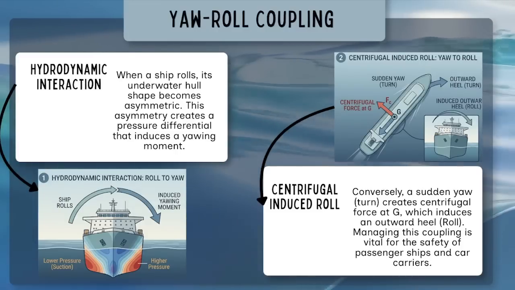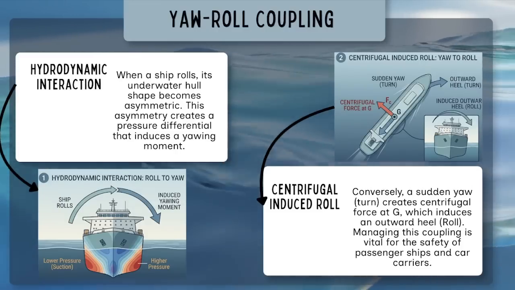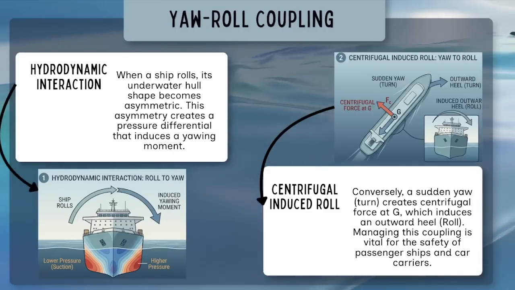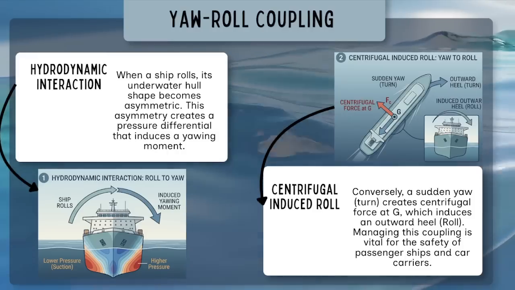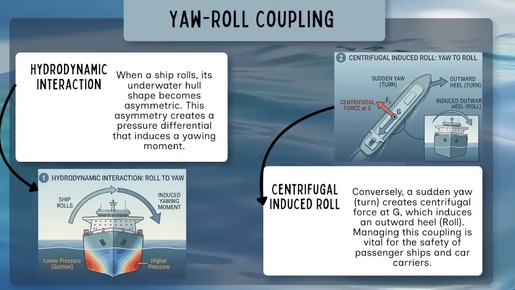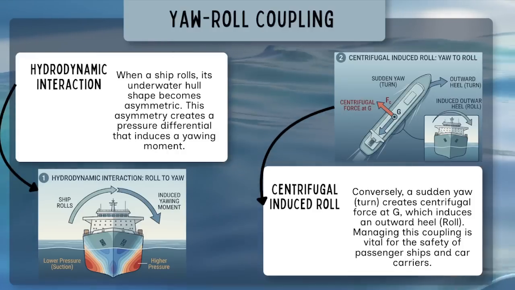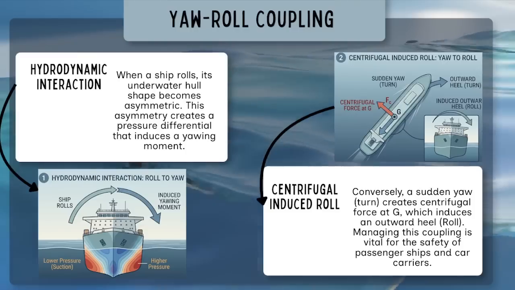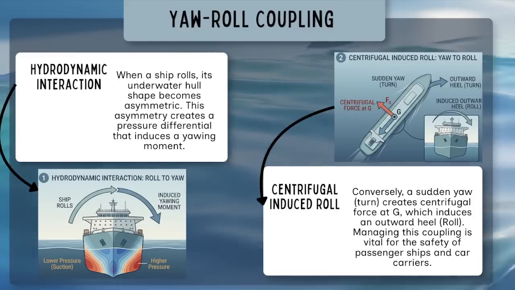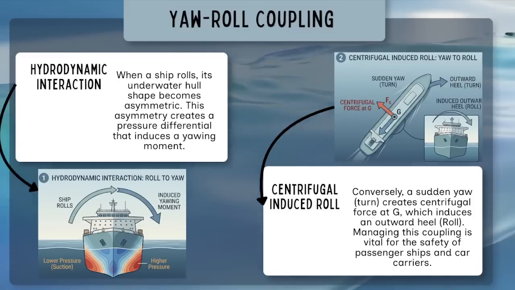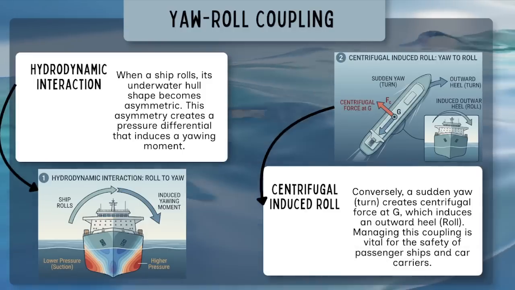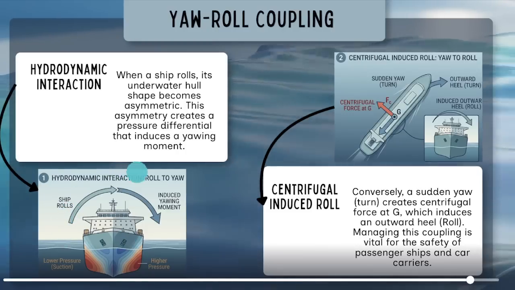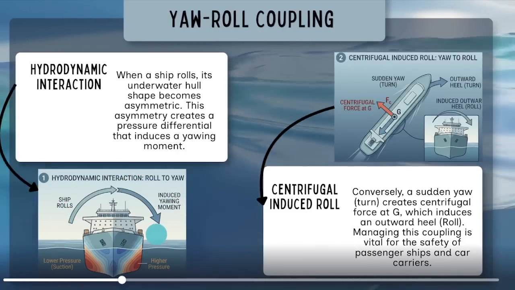So this time we have the yaw-roll coupling. This is the hydrodynamic interaction. When the ship rolls, its underwater hull shape becomes asymmetric. This asymmetry creates a pressure differential that induces a yawing moment. So the hydrodynamic interaction, roll to yaw, is from the ship's roll inducing a yawing moment.